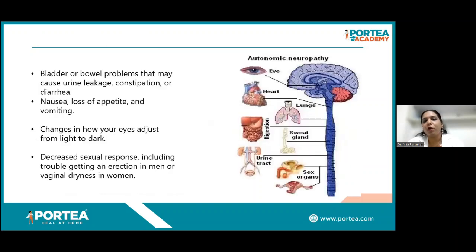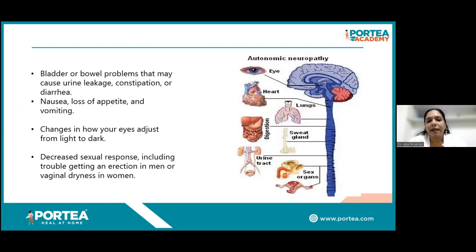One is autonomic neuropathy. It means the patient will have a bladder or bowel problem. The nerves in the bladder and bowel have become weak. So the patient will void urine without knowing. Till they reach the washroom, the urine will get voided in their clothes. They will not have the ability to hold the stool. That also gets voided for some people. Some people will have chronic diarrhea. Whenever they pass stool, it will be loose stool only. They'll start losing appetite. They may vomit.